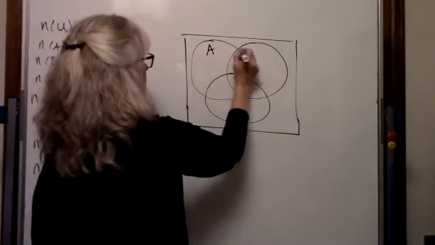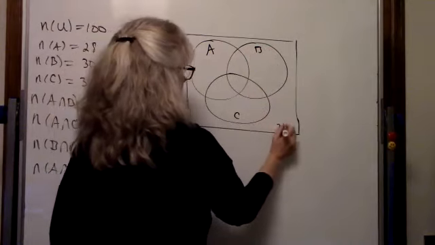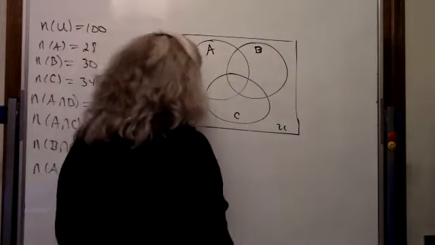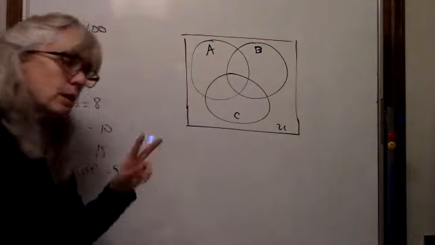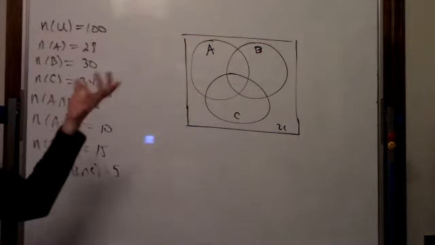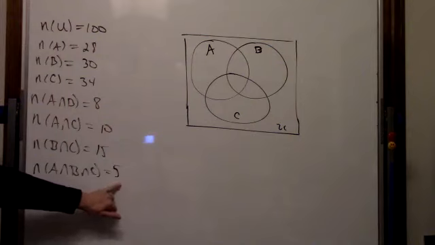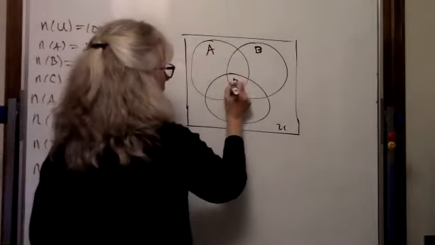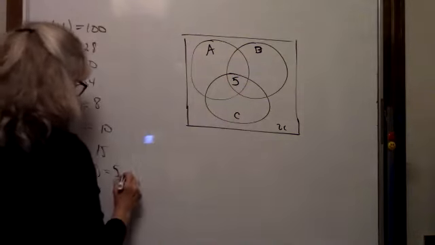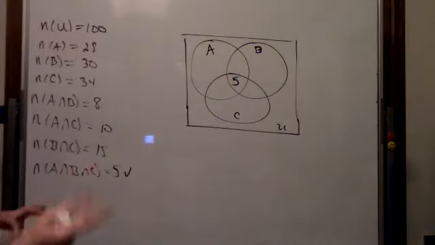So here's set A, here's set B, here's set C, and here's our universe. Just like we did with the 2 sets in a Venn diagram, we start in the intersection of all 3. We're going to put that 5 right smack in the middle of everything. That's the intersection of A, B, and C. Then we'll work our way out by subtracting.